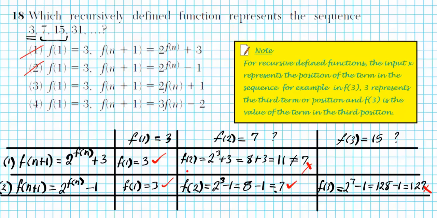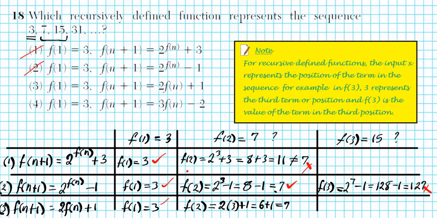Proceeding to option 3, let's test this function right here, f of n plus 1, with the formula double the previous term, plus 1. Okay, f of 1, is it equal to 3? Well, that's what is stated here, so we have a check. Now, f of 2, what is f of 2? You double the previous term, which is 3, and you add 1. That's what the formula tells us to do. All right, so if we double 3 and add 1, we have 6 plus 1, which is 7. Voila, this one works.